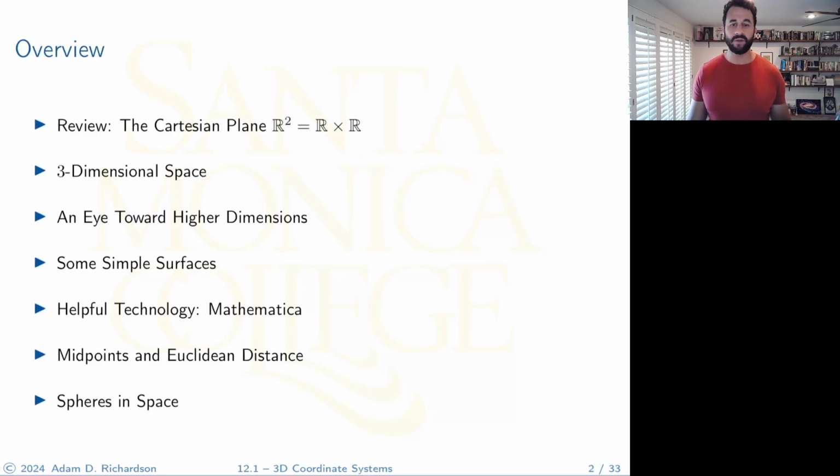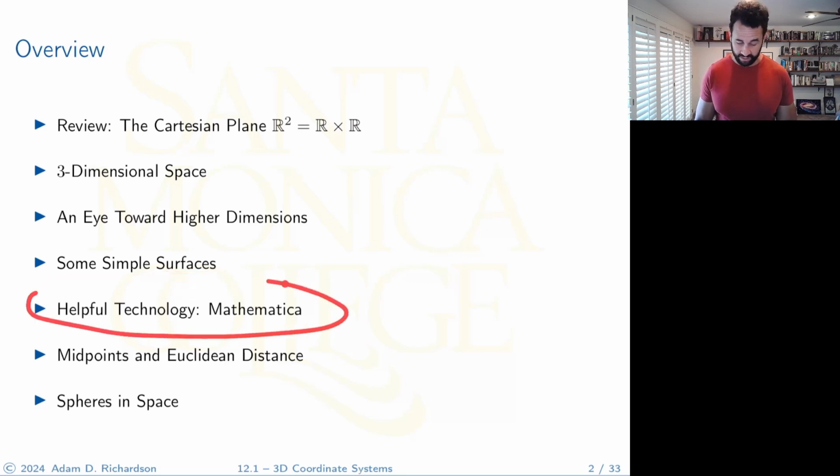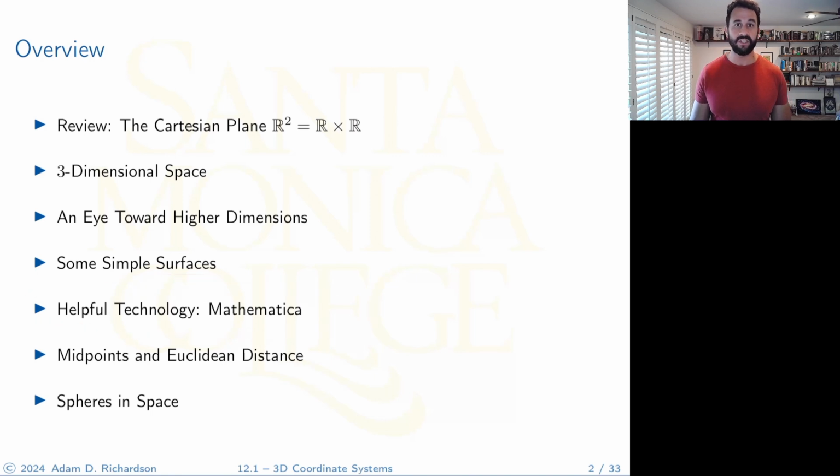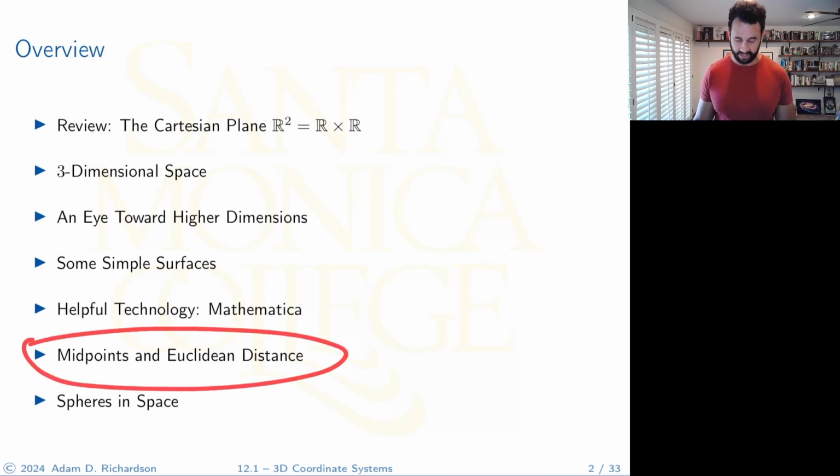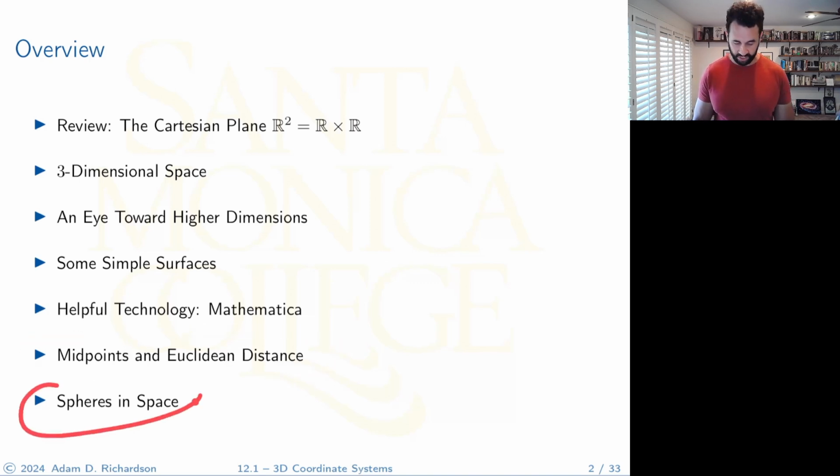All right. So here's an overview. We're going to quickly review the Cartesian plane, which is R2 or R cross R. Then we're going to talk about three-dimensional space, with an eye toward higher dimensions in all of this class. So we'll get there when we get to it. We'll explore some very simple surfaces. We're going to talk about the use of some really helpful technology, in particular Mathematica. Then we'll talk about midpoints and Euclidean distance and finish up with spheres in space.